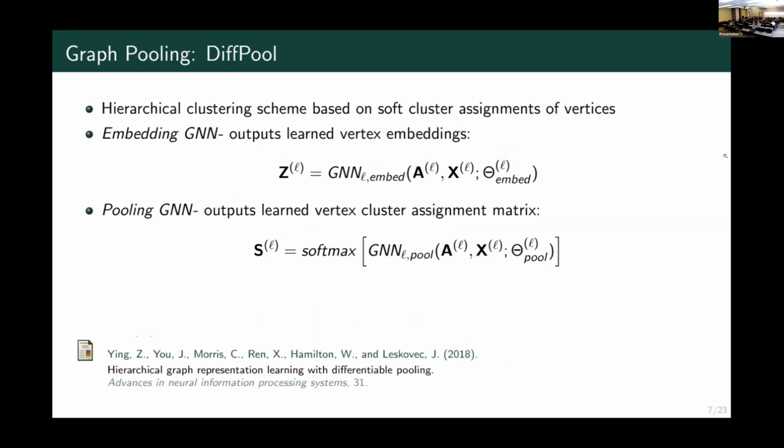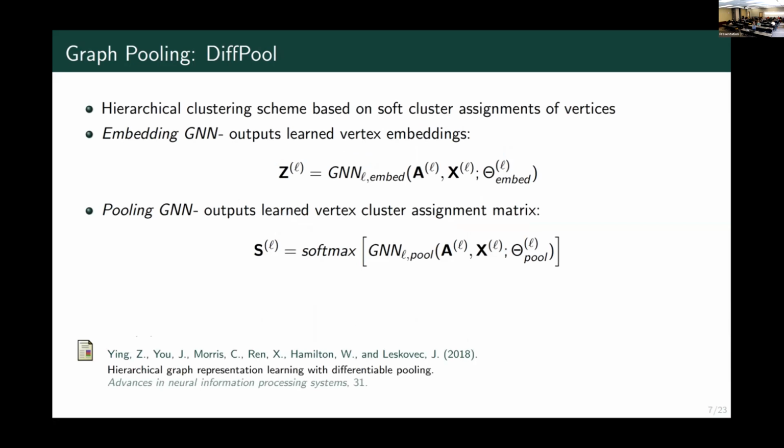So the way that pooling on graphs works, this is an example, DiffPool, which is a way to generate hierarchical clustering of these graphs as you pass through a neural network. This is a really commonly used pooling layer in graphs. And this works by combining two neural networks. It's an embedding GNN and a pooling GNN.